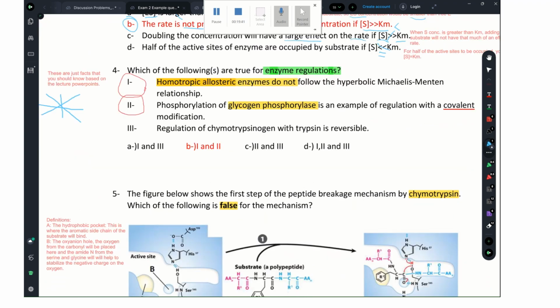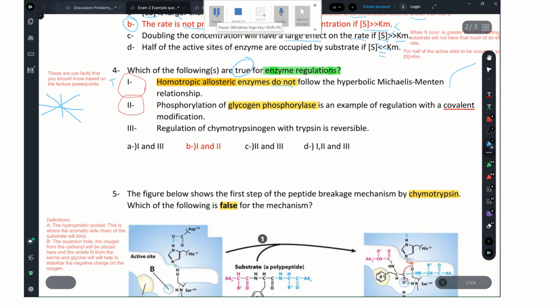Okay, for number 4, these are just facts that you should know based on lecture PowerPoints. So make sure you go over all your lectures and really try to learn those. Which of the following are true? They want true for enzyme regulations. 1. Homotropic allosteric enzymes do not follow hyperbolic Michaelis-Menten. So hyperbolic, they're just talking about this right there, the Michaelis-Menten relationship. So this is true.